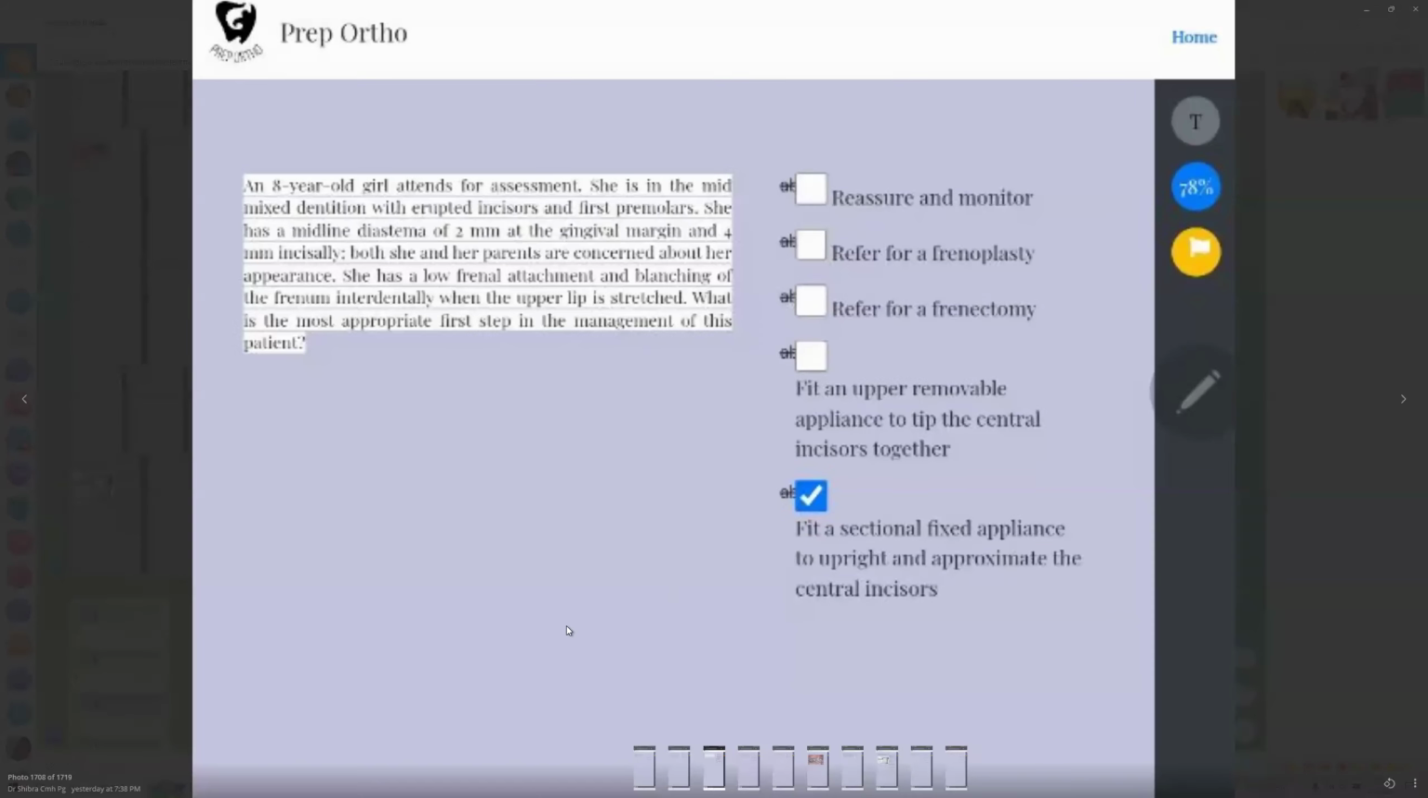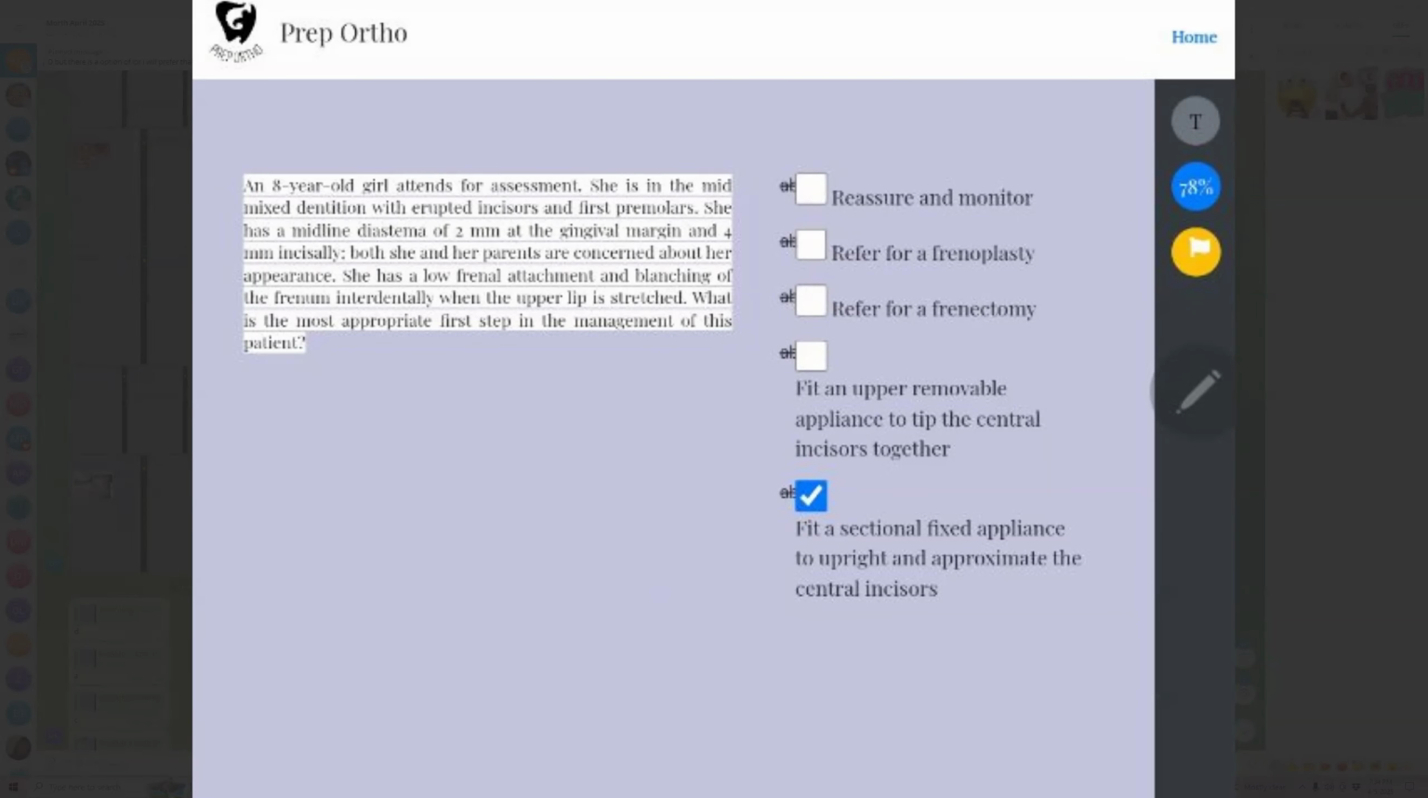So she has a low frenum attachment and blanching of the frenum interdentally. Even then, we do not like to intervene. We intervene when we have something like a supernumerary. We are not going to do a frenectomy at this age to close the spaces. So I think reassure and monitor. Option A.